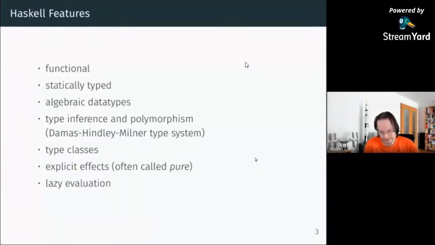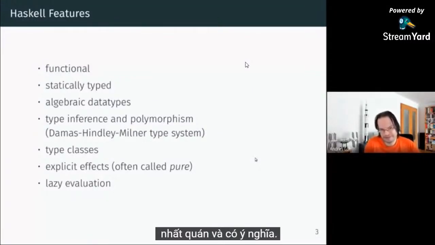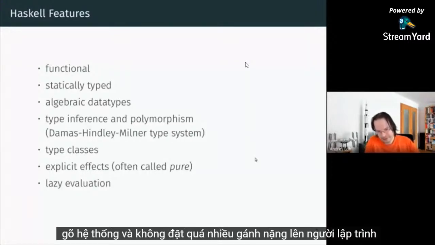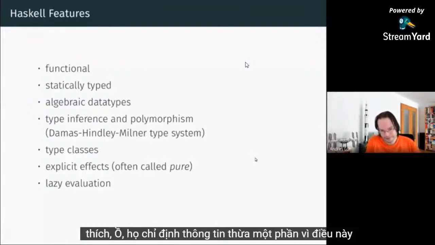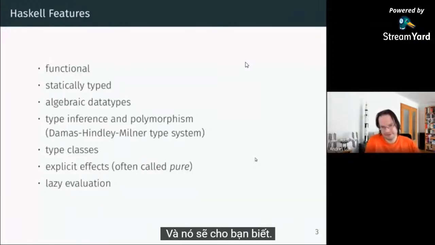So that means you don't necessarily have to specify the types of the things that you're writing. The system will try to infer them, to automatically derive the types from the code that you've written and make sure that everything is consistent and makes sense. And that is a very good compromise between having a powerful static type system and not putting too much of a burden on the programmer to always specify partially redundant information, because this type inference really tries to figure out a lot of stuff on its own, and also allows the system to help you by you being able to ask GHC, the Haskell system, what is the type of this? And then it'll tell you.